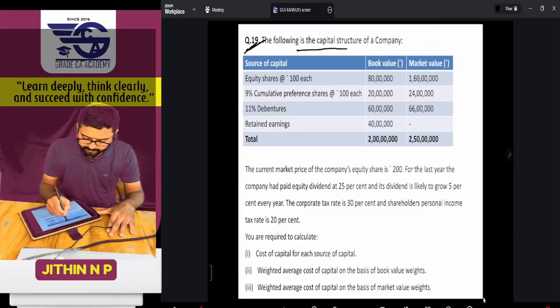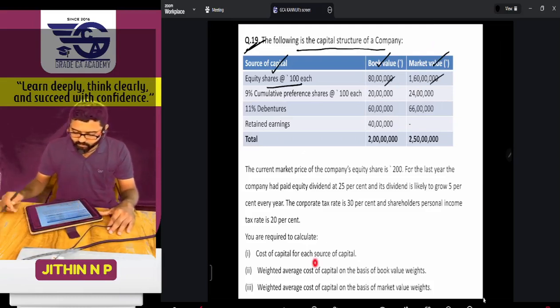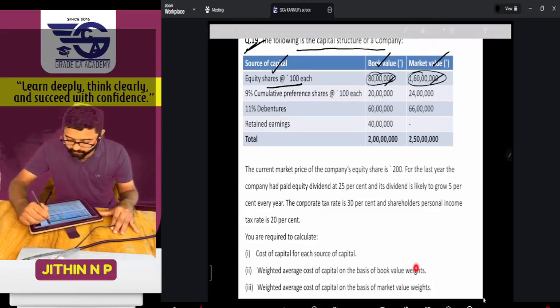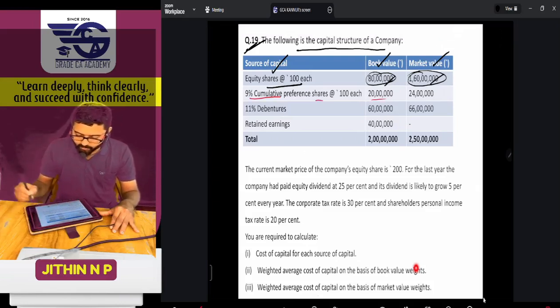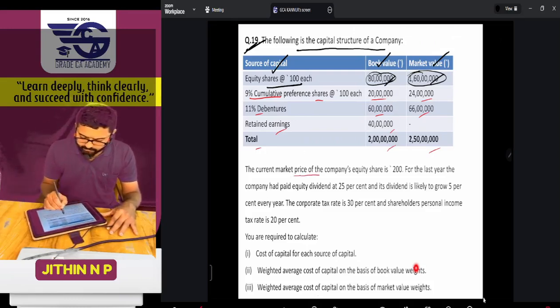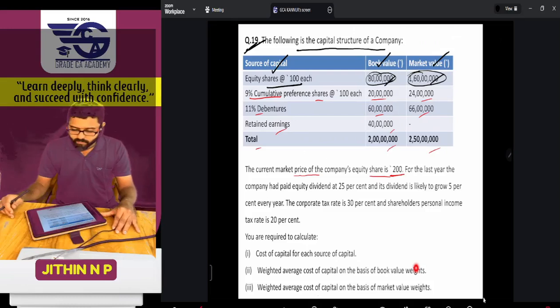The following is the capital structure of the company: source of capital, book value, and market value. Equity shares of rupees 100 each: 80 lakhs book value, 1 crore 60 lakhs market value. 9% cumulative preference shares: 20 lakhs and 24 lakhs. 11% debentures: 60 lakhs, 66 lakhs. Retained earnings 40 lakhs. Total 2 crore and 2 crore 50 lakhs. The current market price of the company's equity share is rupees 200.